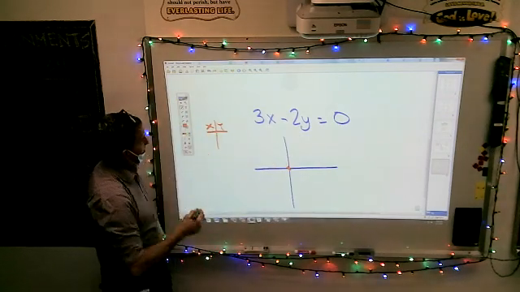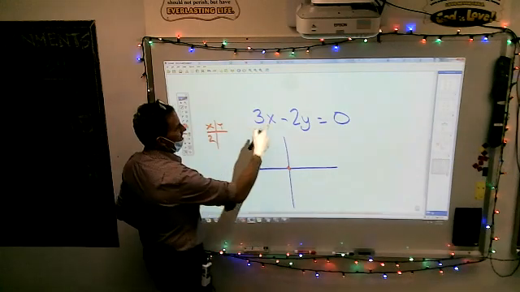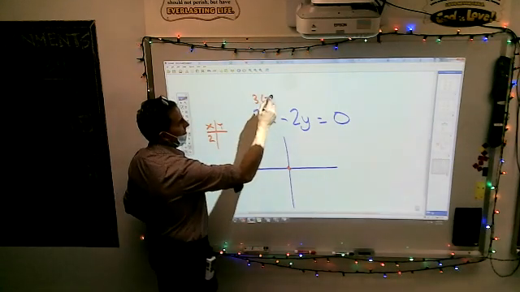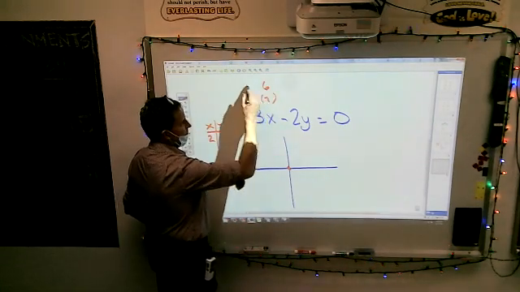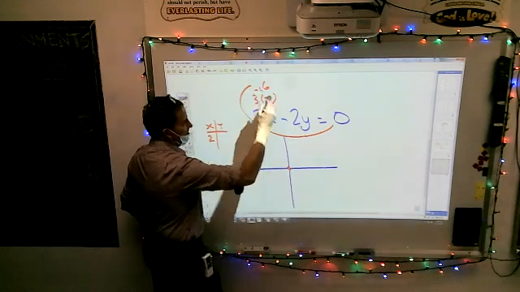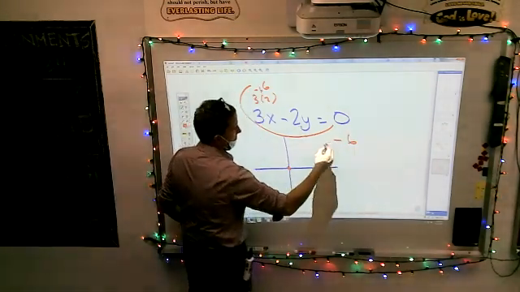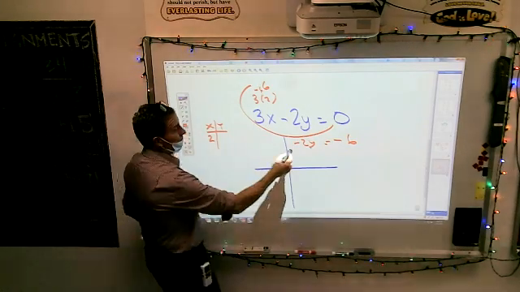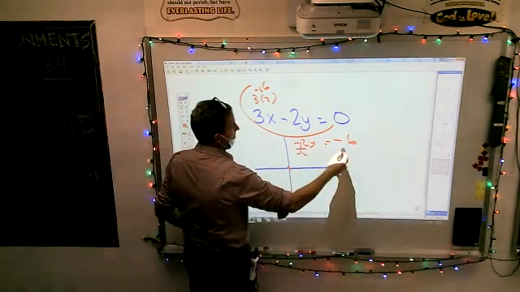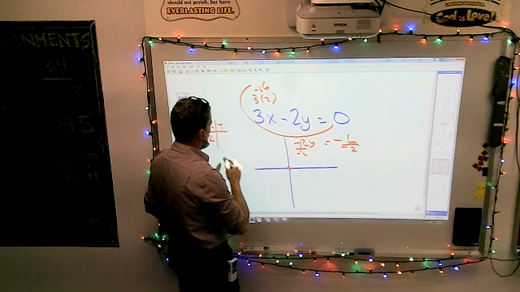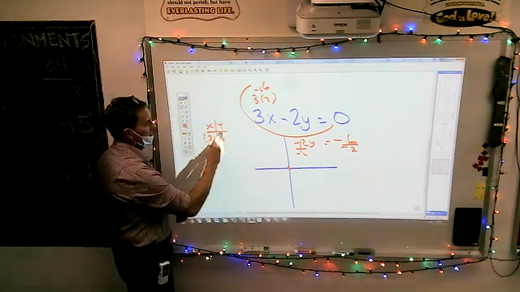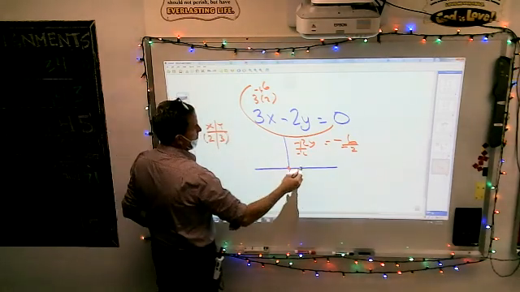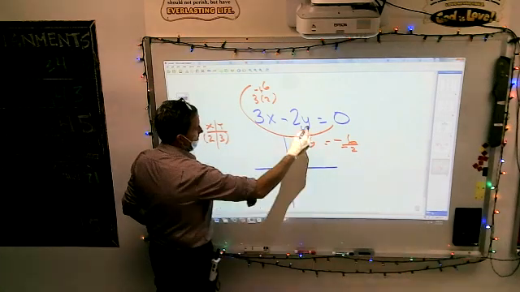2. Yeah, why not? So if you put 2 in for x, 3 times 2 is 6. I have to move that 6 over there, so I subtract it over. So I get negative 6. If negative 2y equals negative 6, what does y equal? Divide by negative 2. Y equals 3. So you know this is a point on that graph. So here at 1, 2, 1, 2, 3, you get the line.